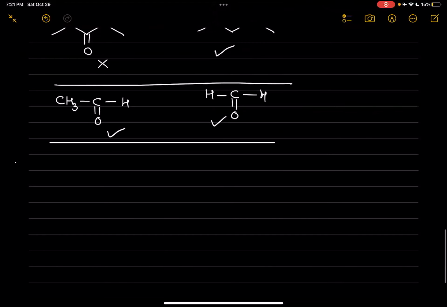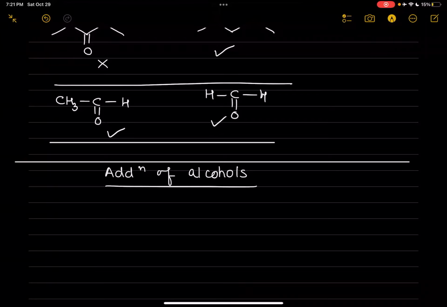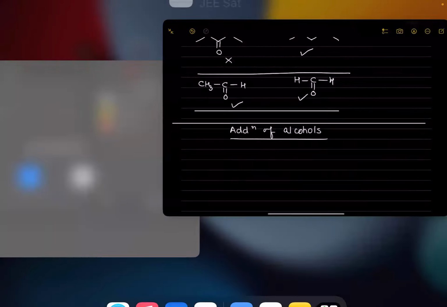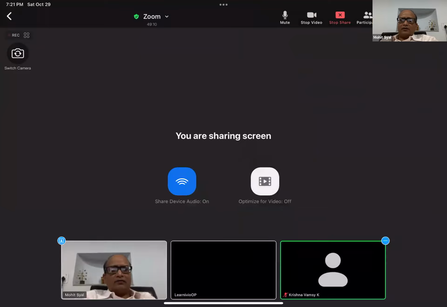Now the next one is addition of alcohols on aldehydes and ketones. First of all, tell me what you are going to get if you add alcohol. That's also a big problem, because most of the students are not able to tell what the product is going to be. So first of all, try to form the product.